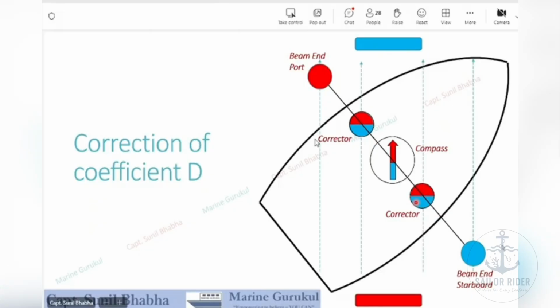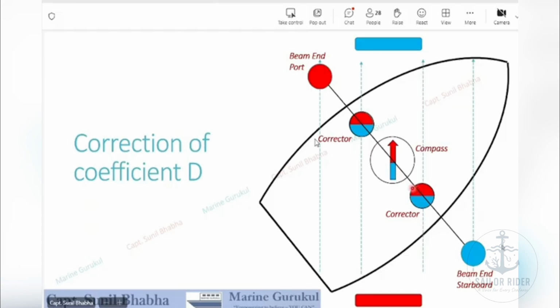Now let's first concentrate on the starboard corrector sphere. Now this starboard corrector sphere is having both the poles. You have the red pole as well as the blue pole. Now that pole of the corrector which is closer to the compass affects the magnetic compass. Out of this red and blue pole of the starboard corrector, the pole which is closer to the compass is the red pole. So from the starboard corrector, the red pole is what is affecting the compass.